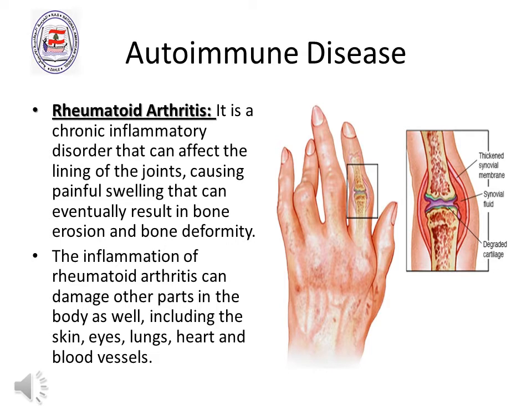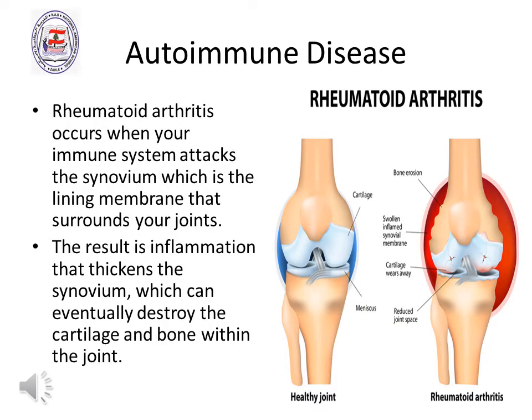It is a chronic inflammatory disorder that can affect the lining of the joints, causing painful swelling that can eventually result in bone erosion and bone deformity, as you can see in the figure. The inflammation of rheumatoid arthritis can damage other parts of the body as well, including the skin, eyes, lungs, heart, and blood vessels. Rheumatoid arthritis occurs when your immune system attacks the synovium, which is the lining membrane that surrounds your joints, as you can see in the following figure.